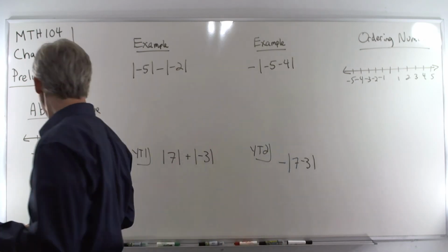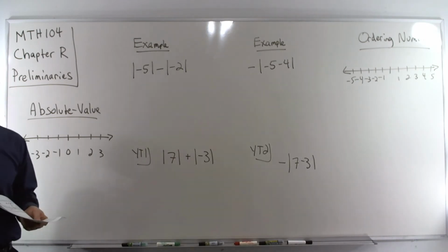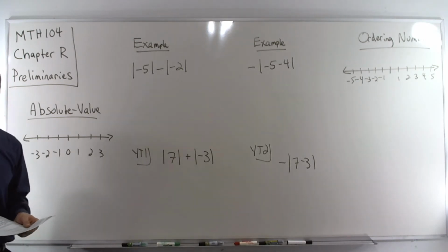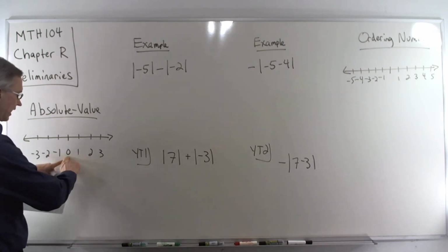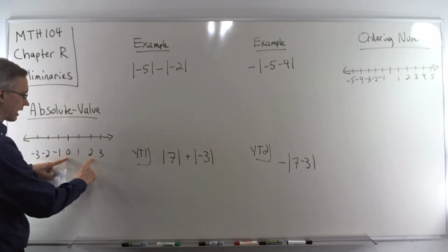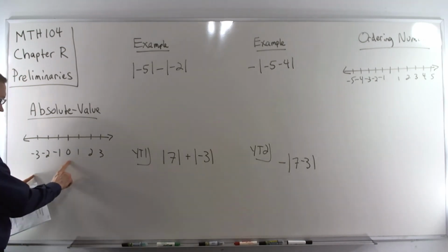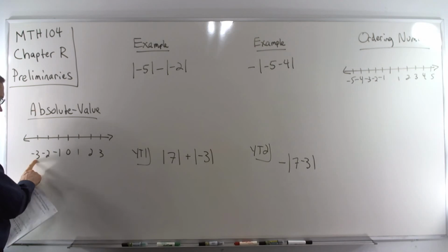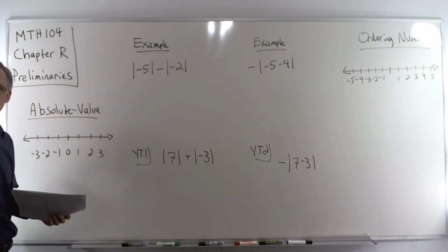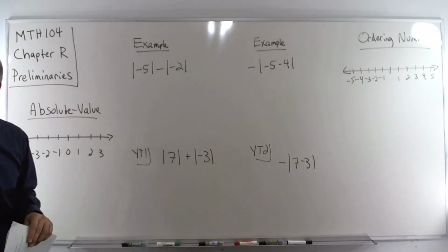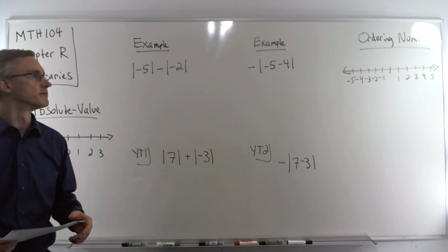Absolute value is the distance from 0 on the number line. And since distances are always positive, absolute values are always positive. So the absolute value of 2, that's 2 units away from 0 on the number line, so 2 has an absolute value of 2. Now if we go the other direction, negative 3 is 1, 2, 3 away from 0, so the absolute value of negative 3 is positive 3. So the absolute value function converts every number to a positive value.